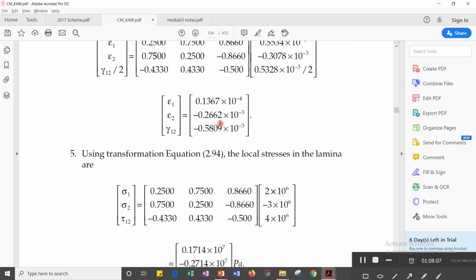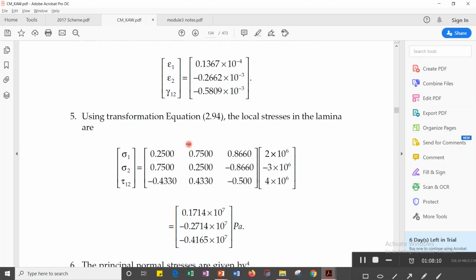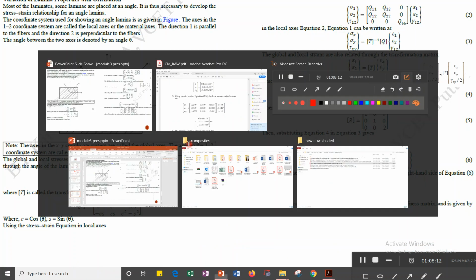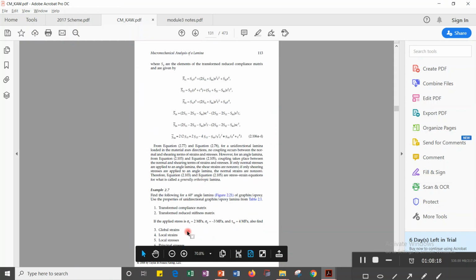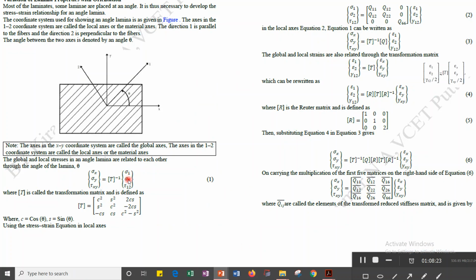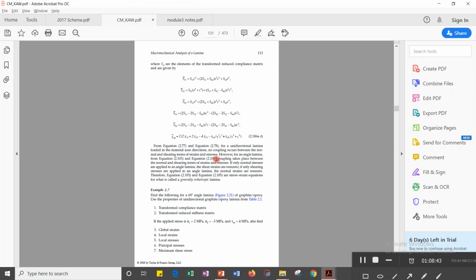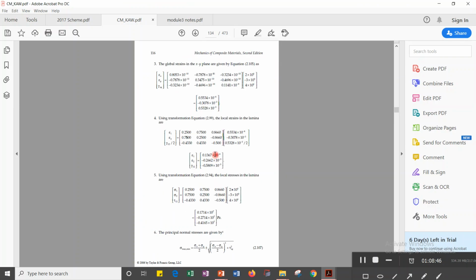The last one, let us look into that quickly: local stresses. Local stresses means sigma 1, sigma 2, tau 12. I should calculate these. In order to calculate them, if you observe this equation, this will be helpful, because the only thing is the relation is the transformation matrix, and I know sigma x, sigma y, and tau xy. So let us calculate that part.